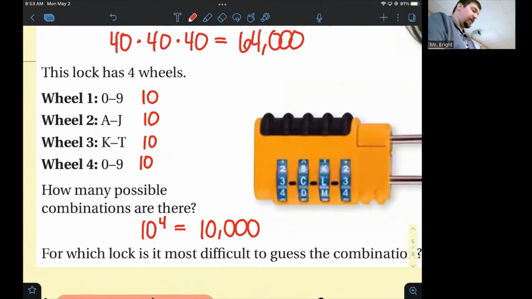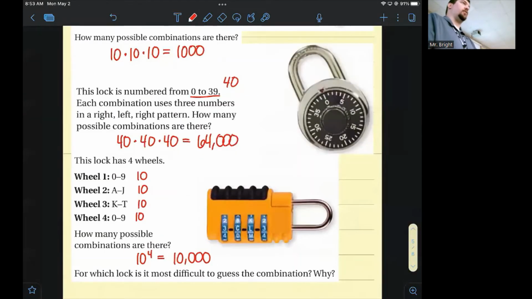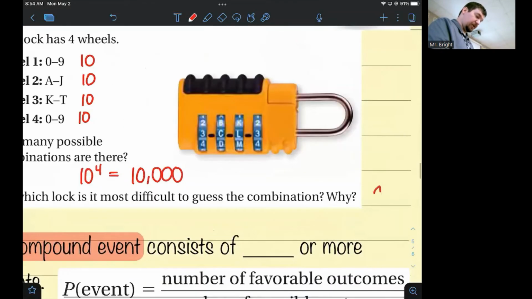No. So adding another wheel didn't make it more secure because it could only fit 10 digits or 10 letters on the wheel. Now, a digit is a number, by the way, 0 through 9, and the letters are letters. But adding a 4th wheel still didn't come up anywhere close to the 0 through 39 that you could have had on each of the 3 wheels in the previous lock. So lock number 2 is most secure because that's 64,000 ways to set that combination.